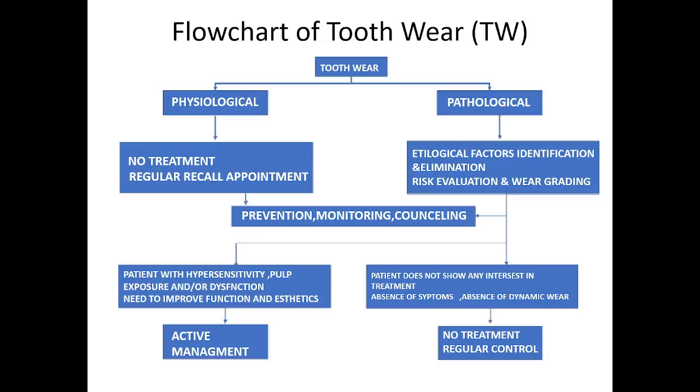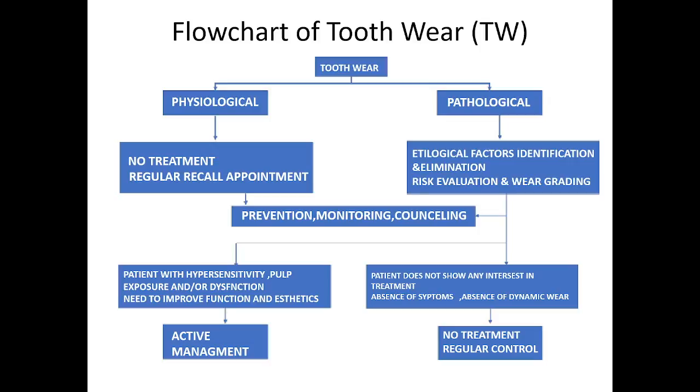So this is a flow chart of the tooth wear, where it shows us that tooth wear can be categorized into the physiological type or the pathological type. The physiological type usually doesn't need any treatment, and it only needs a regular recall appointment. And of course, prevention is the first strategy, with monitoring and counseling with the specialist.